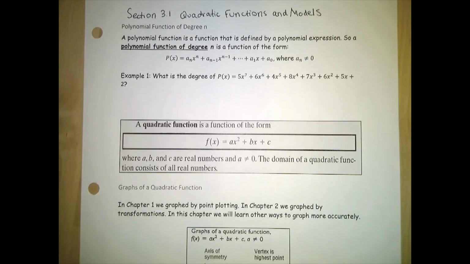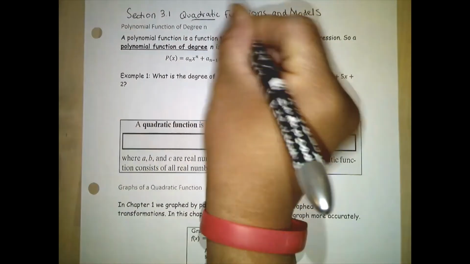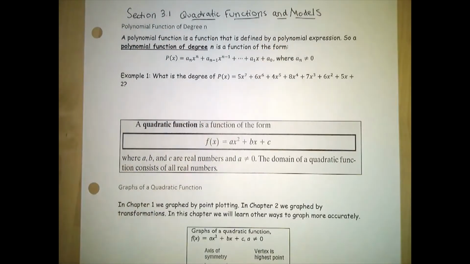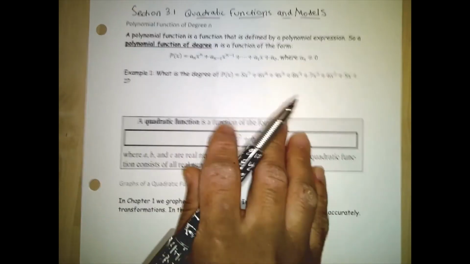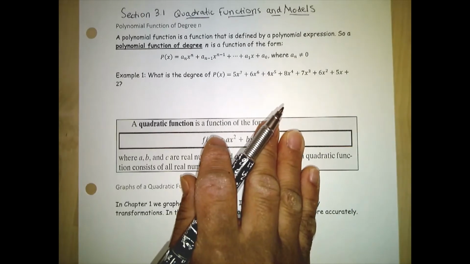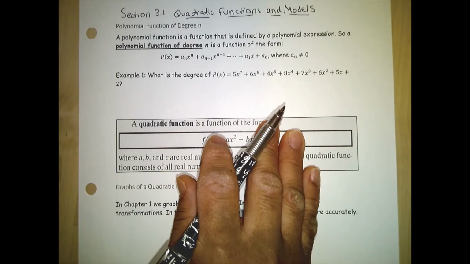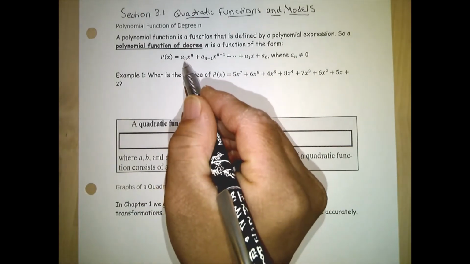Hi everyone, this is Professor Oaks, and in this video we are going to discuss quadratic functions and models. So let's first talk about polynomial functions of degree n. A polynomial function is a function that is defined by a polynomial expression. A polynomial function of degree n is a function of this form here.